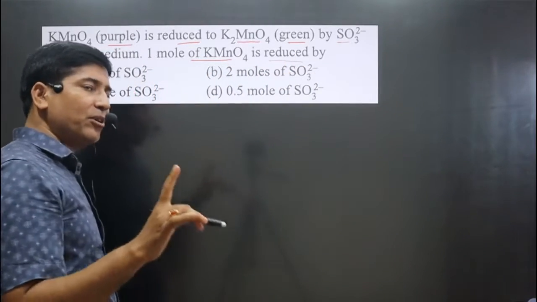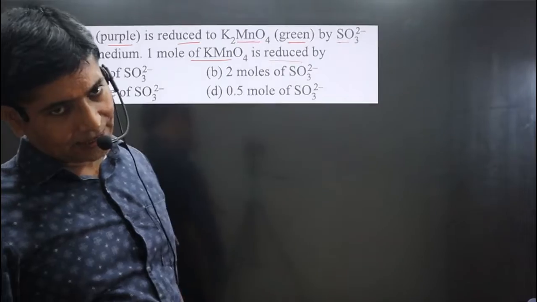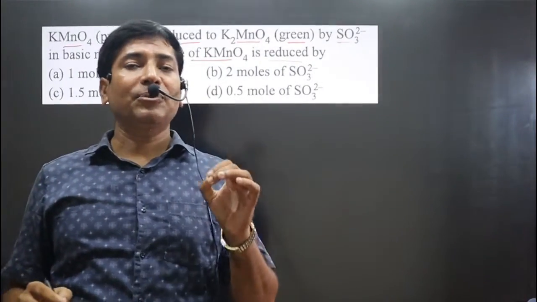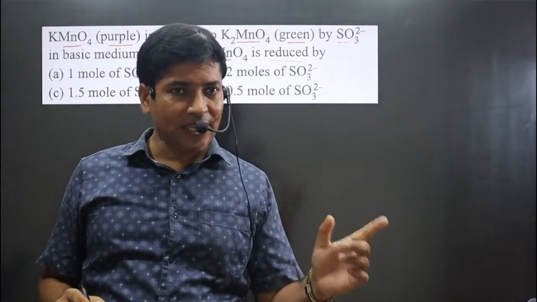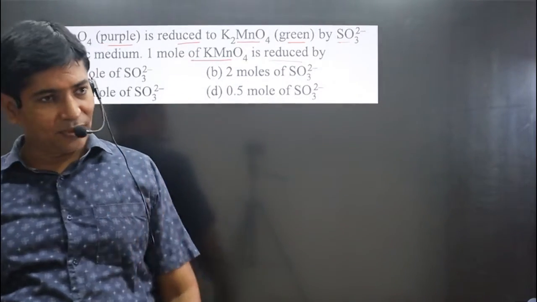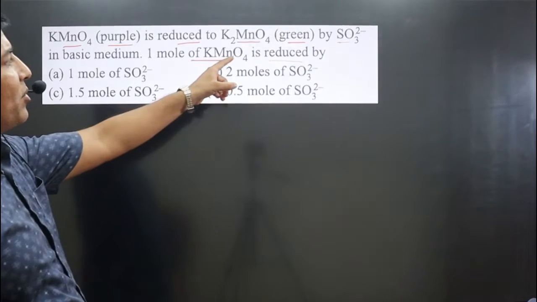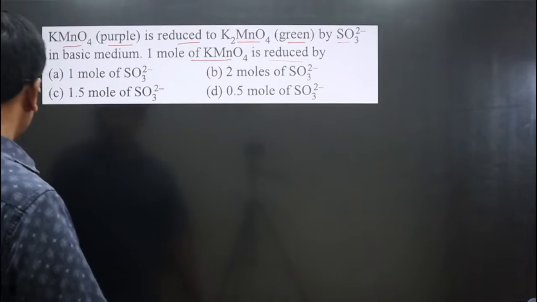Keep in mind KMnO4 is a strong oxidizing agent. It will always oxidize other substances and it will undergo reduction itself in the chemical reaction. So that's why it says 1 mole of KMnO4 is reduced by sulfite ion.